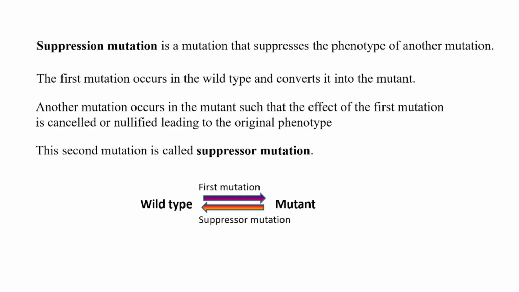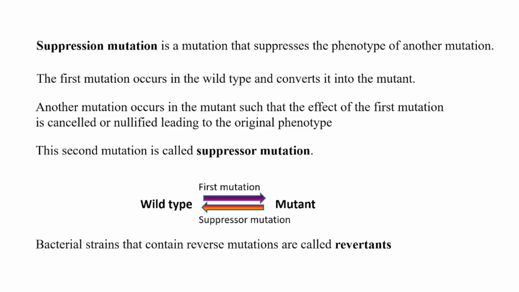The exact nucleotide sequence of the wild type DNA may not be restored, leading to a changed genotype, but the phenotype is restored. These strains harboring suppressor mutations are phenotypically indistinguishable from the wild type strains. The most common type of suppressor mutation is reversion. Here, the second mutation in the mutant converts it back to the wild type with the same genotype and same phenotype. Bacterial strains that contain reverse mutations are called revertants.